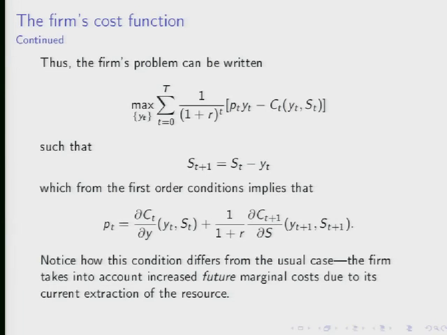The negative sign is probably showing up here just because of this piece: it's dC_{t+1}/dS. So if stocks increase, that lowers your marginal cost, but the effect of y_t on this thing is negative. I'm just writing down the different terms on the right-hand side of this equation.